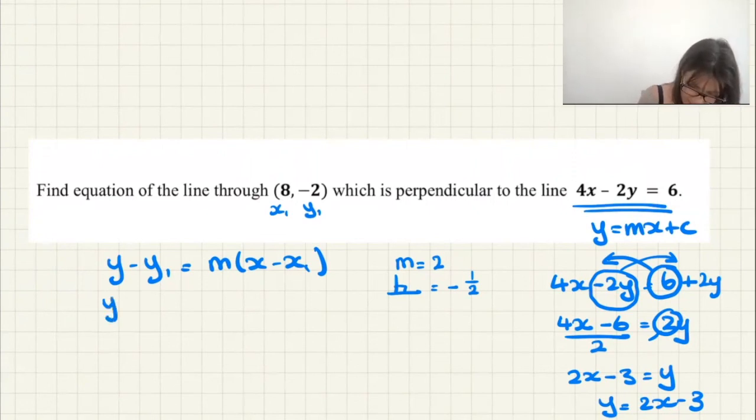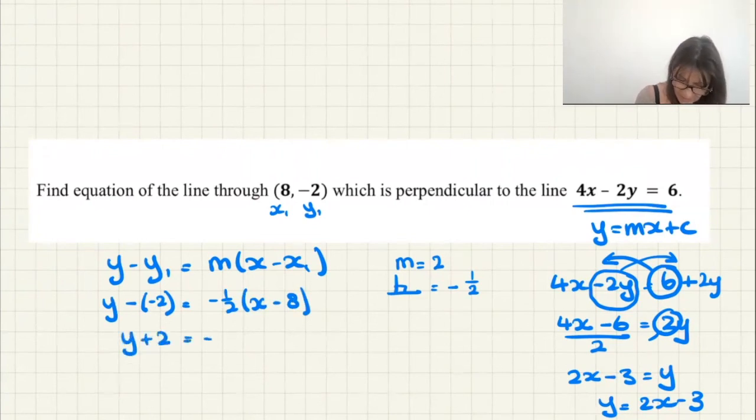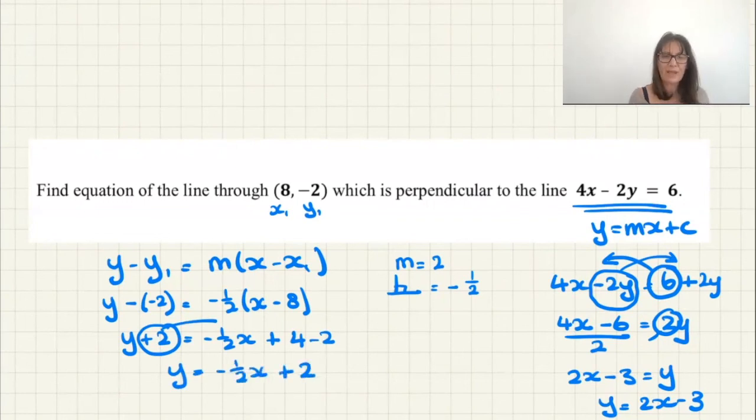So y minus, and I've got a minus 2 equals minus a half times x minus 8. This is obviously going to give me plus 2. I've got minus a half x, and then the two negatives make a positive. Half of 8 is 4. Got to get that y on its own, so that's going to land as minus 2. And I've got y equals minus a half x plus 2. And if you got that right, really, really good.